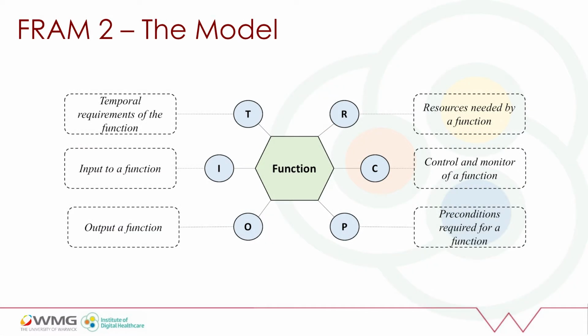In contrast to other methods that can use any model description, FRAM uses a function-based viewpoint of the service. The function is described along with 6 of its attributes. These are the temporal requirements of the function, the input to a function, the output of a function, the resources needed by a function, the control and monitor of a function, and finally, the preconditions required for a function.